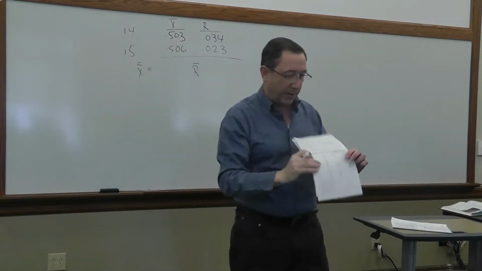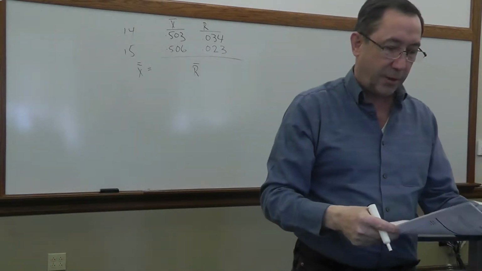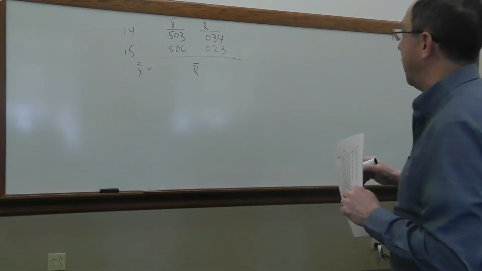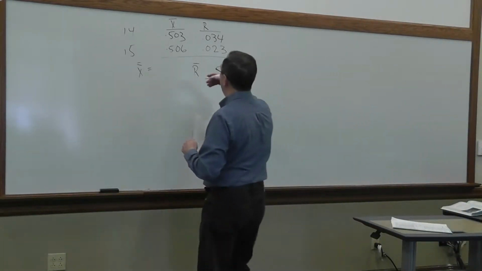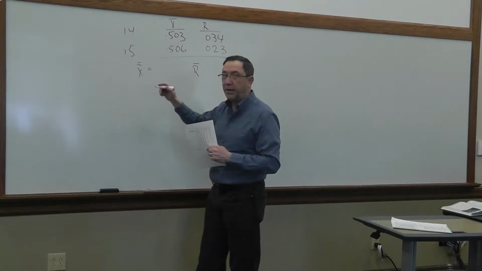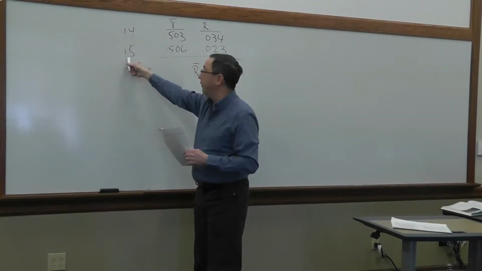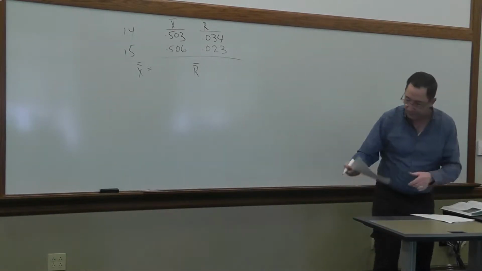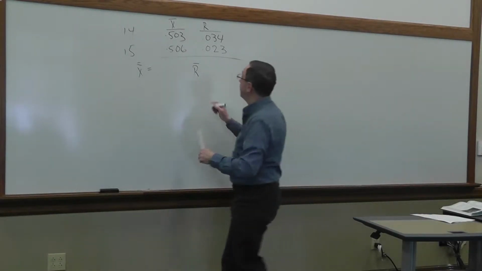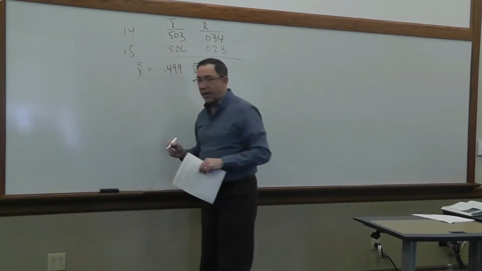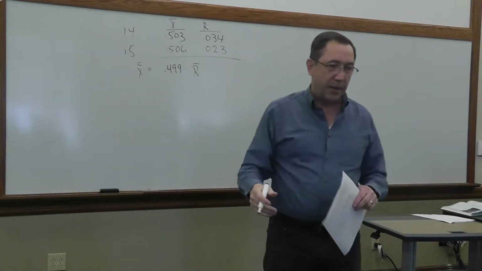And so if I did make you crunch this, there is some number crunching. To get X double bar, you just got to use your calculator to add up all of the sample means, including the 2 you just calculated, and divide by, in this case, 15, because there's 15 samples. If we do that, 0.499. You may ask, how many decimal places on an exam?